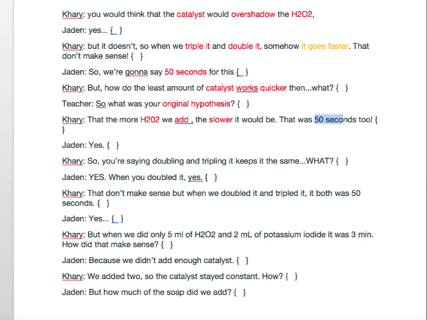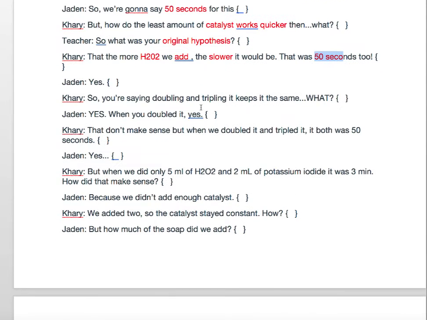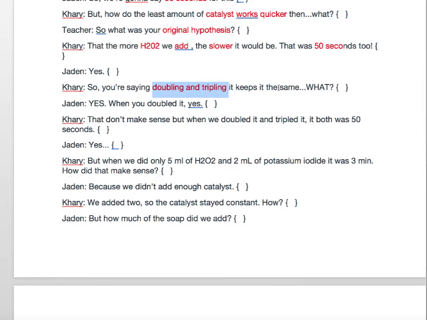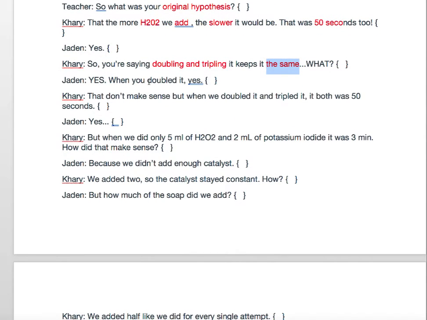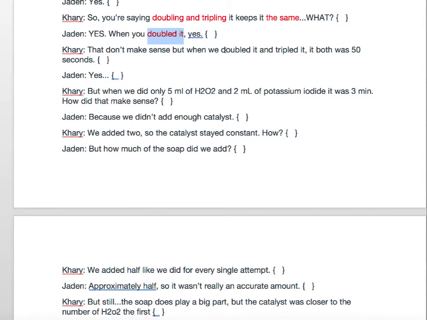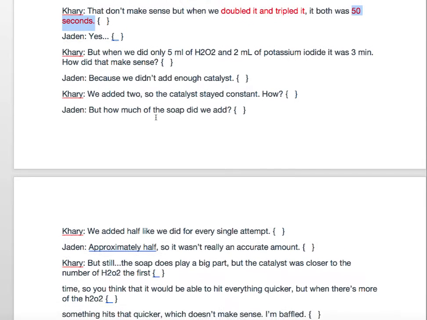All right. So that's pretty straightforward. Doubling and tripling. Okay, the same. Sure, why not? All right, so double it. And this is just iterative of the same stuff. This is a great little dialogue, by the way.